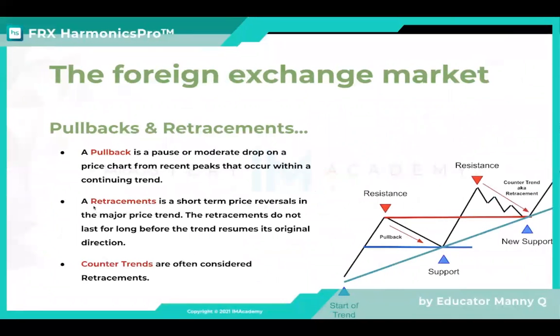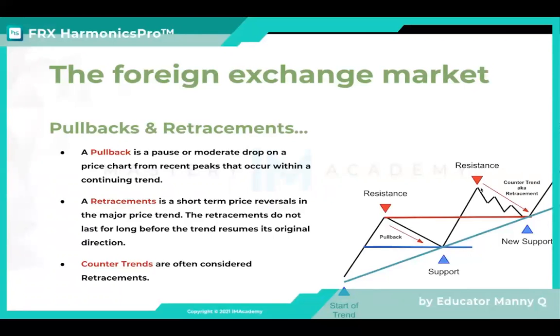Now, if we talk about a retracement, it is a short-term price reversal in the major price trend. The retracement does not last for long before the trend resumes its original direction. So as we see here, this is a swift pullback, several candles pulling right back down. Now, if we look at a counter trend, again, we're going to read this: a counter trend, aka a retracement, is a short-term price reversal.